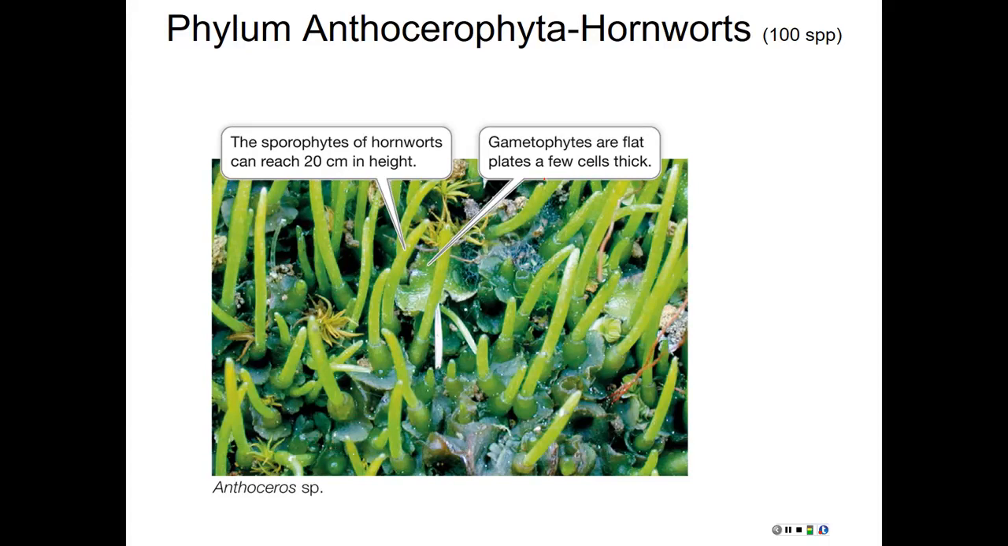All right, phylum Anthocerophyta, the hornworts. They get their name because their sporophyte is kind of this sort of structure that kind of looks like a horn, and that is what the name hornwort is referring to. So the cells, each cell contains a single large plate-like chloroplast, instead of having like lots of small chloroplasts.